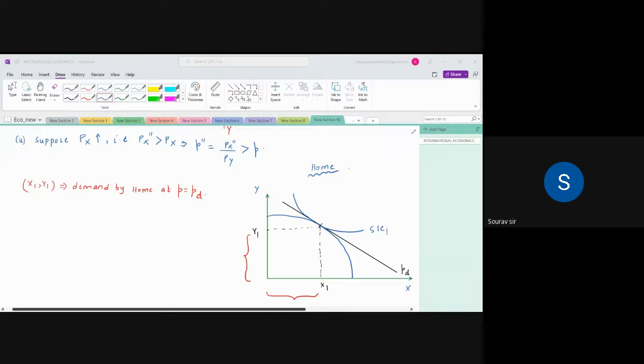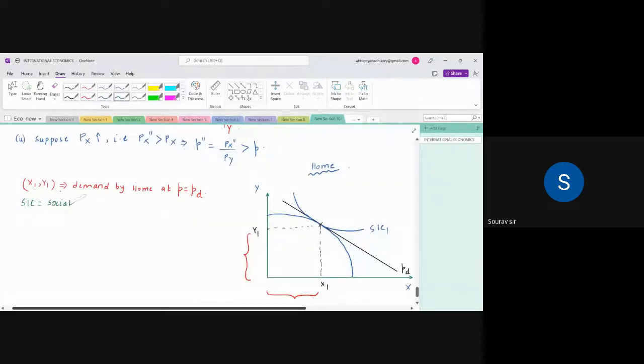You're aggregating it. So let us define, what is SIC? It is the social indifference curve.